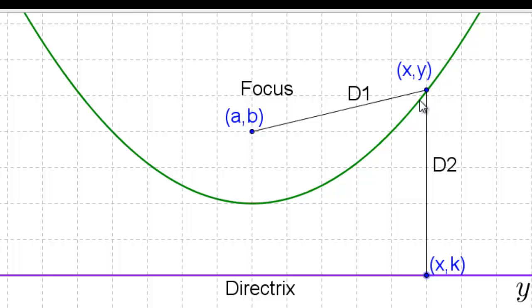So let's go ahead and pick a point arbitrarily on the parabola, and it's going to have the coordinates x comma y. And since the definition of a parabola is it's the set of points, or the locus of points, with the same distance between the focus and the point and the directrix and the point, we're going to have to find both of these distances algebraically.